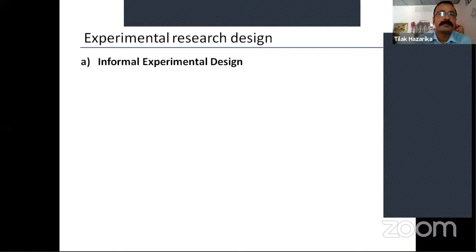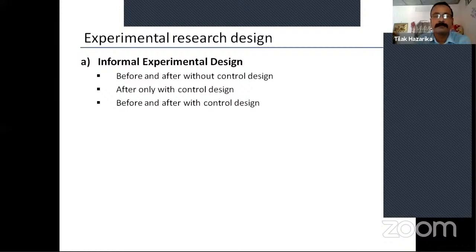So let me go to the experimental research design, which might interest participants particularly in the science field. There are many different methods, and informal experimental design is one. Informal means a before and after without control design. Control design means that the particular treatment is not applied to the sample. There is a control. If we apply the particular treatment to a particular entity or experiment, that is the case other than the control design. Control design means where no kind of treatment is applied.